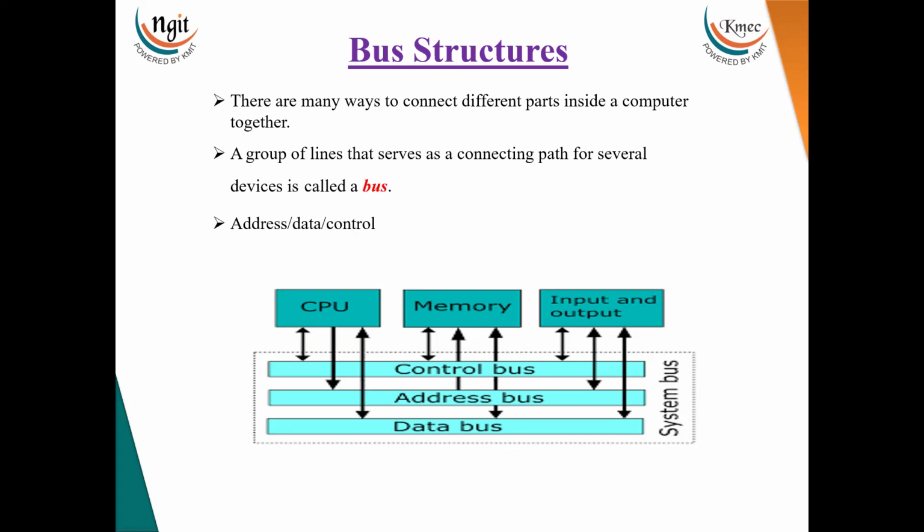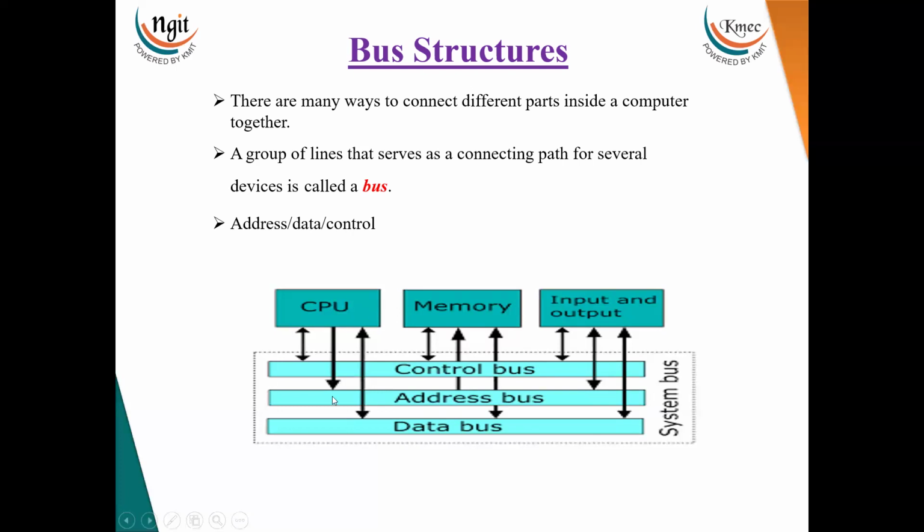A group of lines that serves as a connecting path for several devices is called a bus. Here you can see three different types of buses are available: the address bus, data bus, and control bus. A bus is nothing but a group of connecting wires. These three buses together we call a system bus. Here I have shown the CPU, memory, and IO unit, both input device and output device together.